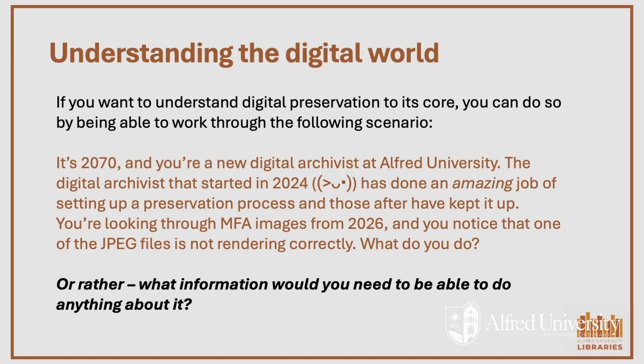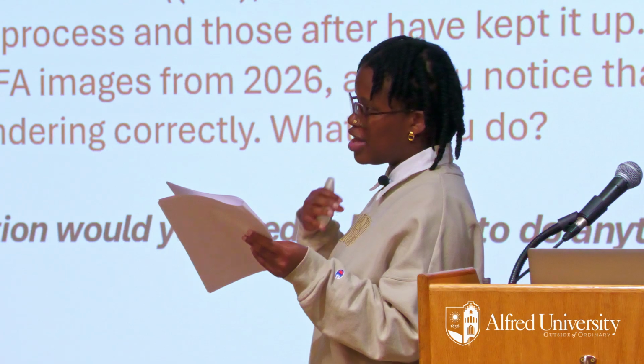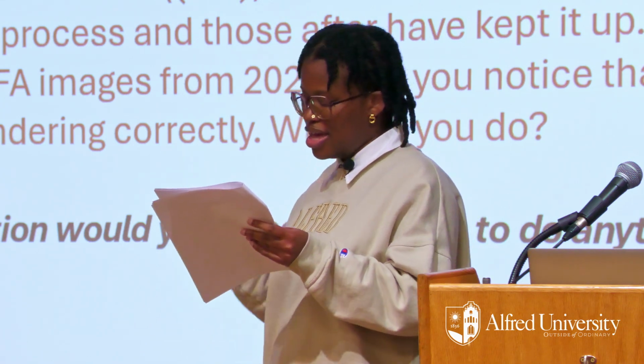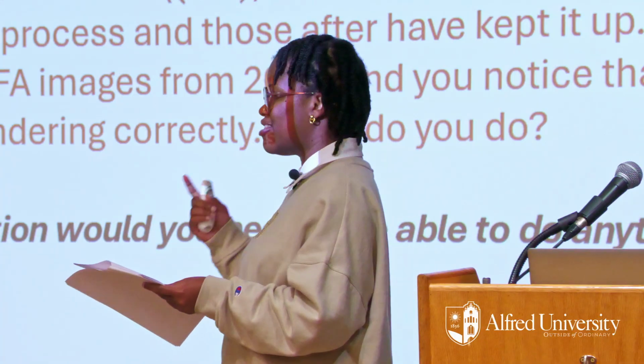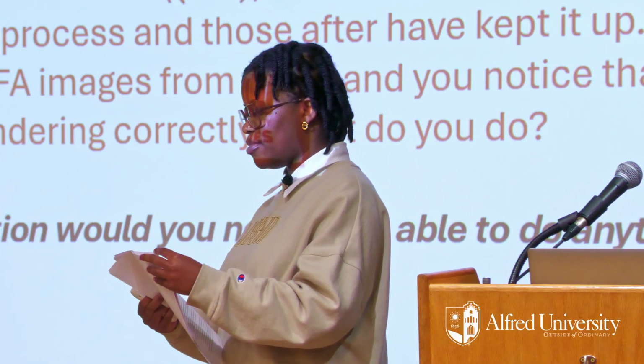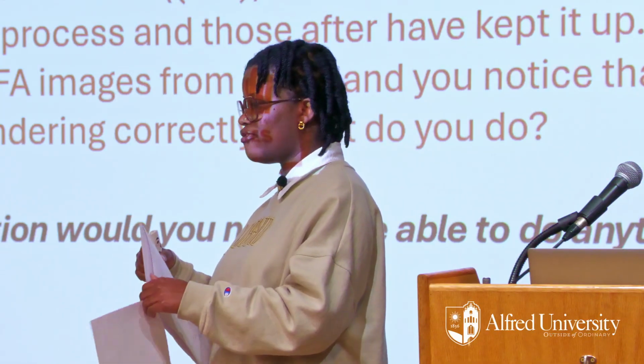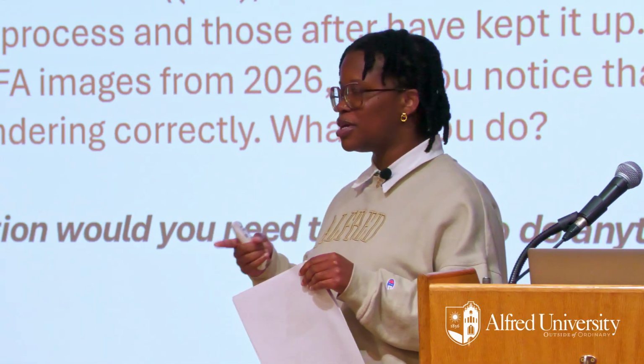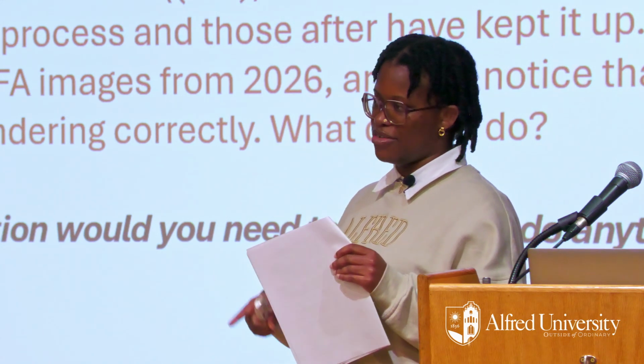Okay, I want us to put on our scenario thinking hats. I'm going to read the scenario. It's 2070, and you're a new digital archivist at Alfred University. The digital archivist that started in 2024, winky face, me, has done an amazing job of setting up a preservation process, and those after have kept it up. You're looking through MFA images from 2026 and you notice that one of the JPEG files is not rendering correctly. What do you do? Right? To really test if you understand digital preservation is to be able to know what information is necessary to even begin to tackle this problem. And as stated before, fixing the issue it presents may not always be possible, but you should absolutely have the information necessary to attempt.